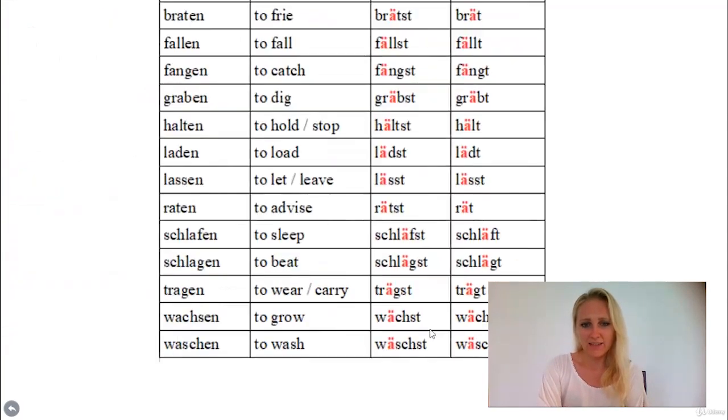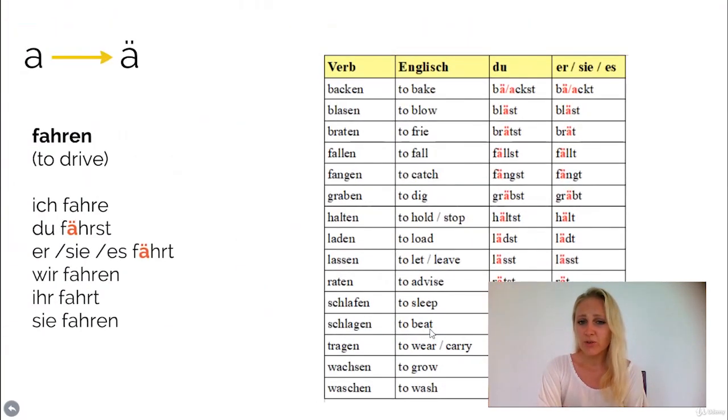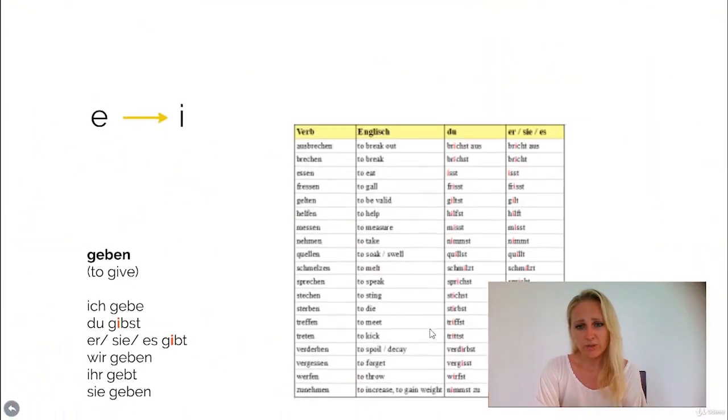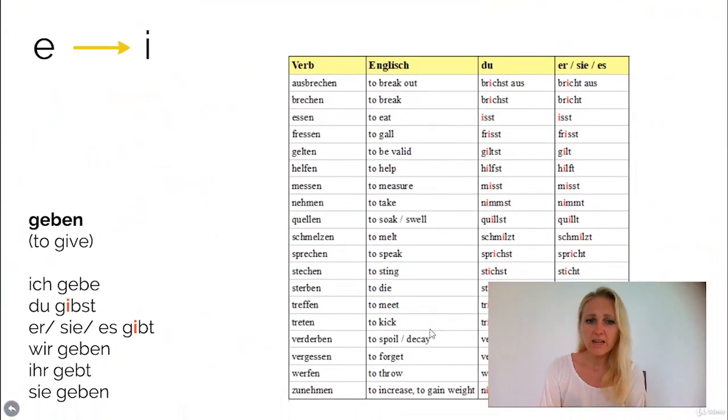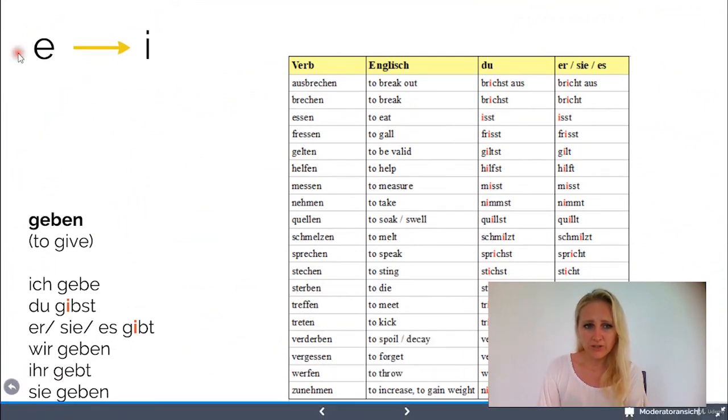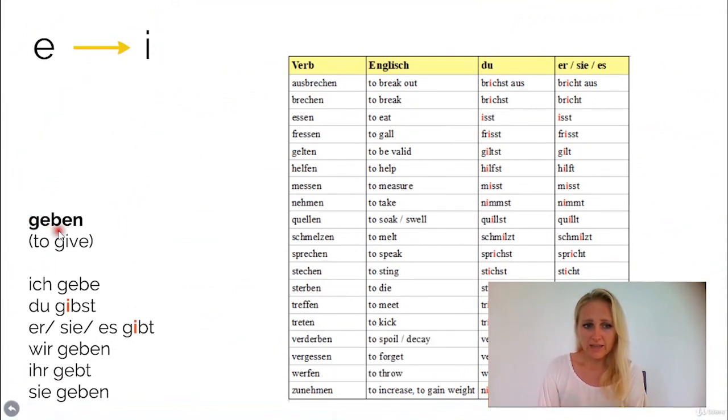Okay. Now, there are of course more verbs that belong to this group, but again, for the A1 level, these are the ones that you need. Here in this group, the E is changing to an I. Geben, to give. Ich gebe, du gibst, er, sie, es gibt, wir geben, ihr gebt und sie geben. Okay, again, all normal irregular verbs just change with the personal pronouns du und er, sie, es.